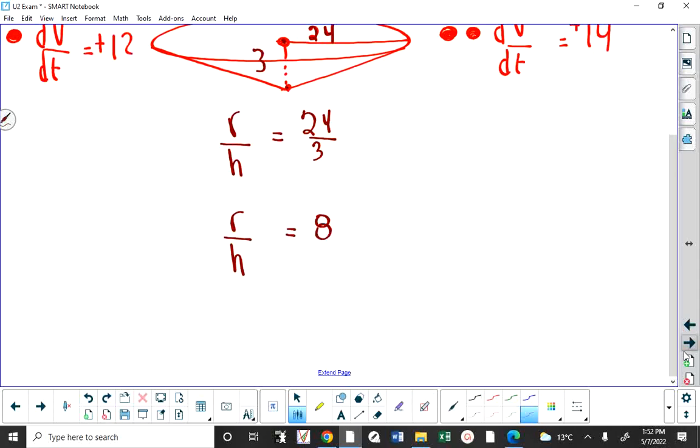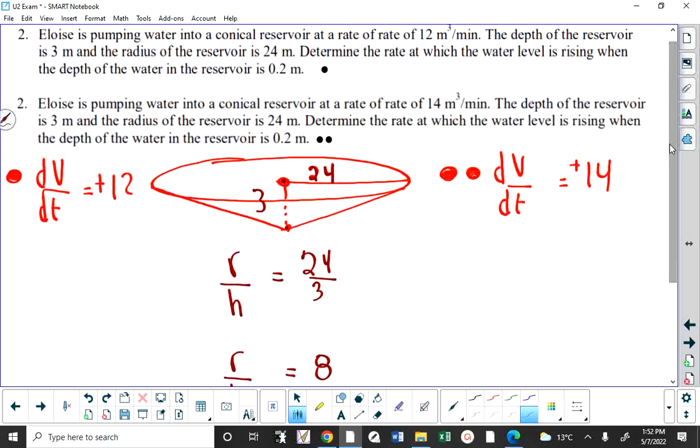And this is going to be what you're going to have to use at some point to eliminate a variable that you don't want. If we look now at the question, what is the rate of change of the depth of the water? So that's dh/dt.